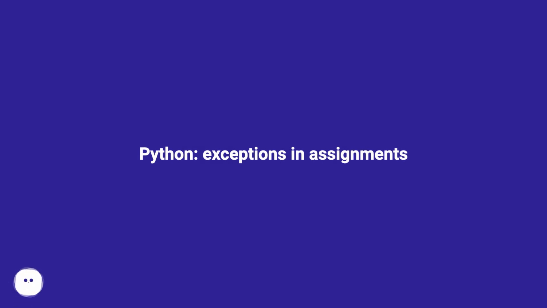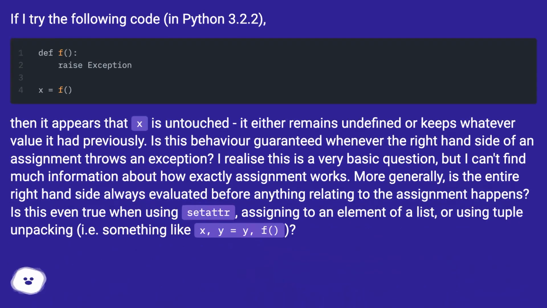Python, exceptions in assignments. If I try the following code, in Python 3.2.2, then it appears that x is untouched. It either remains undefined or keeps whatever value it had previously. Is this behavior guaranteed whenever the right-hand side of an assignment throws an exception?